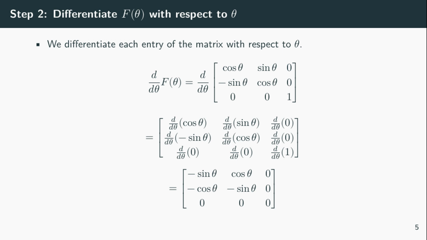So we take the derivative with respect to theta of our matrix f of theta. This means we'll take the derivative of cos theta, the derivative of sin theta, the derivative of 0 and so on for every entry. Taking the derivatives, the derivative of cos theta is minus sin theta, the derivative of sin theta is cos theta, the derivative of 0 is 0. The derivative of minus sin theta is minus cos theta. The derivative of cos theta is minus sin theta. The derivative of 0 is 0. And in the bottom row, the derivatives of 0, 0 and 1 are all 0. So the resulting differentiated matrix is minus sin theta, cos theta, 0 in the first row, minus cos theta, minus sin theta, 0 in the second row, and 0, 0, 0 in the third row.